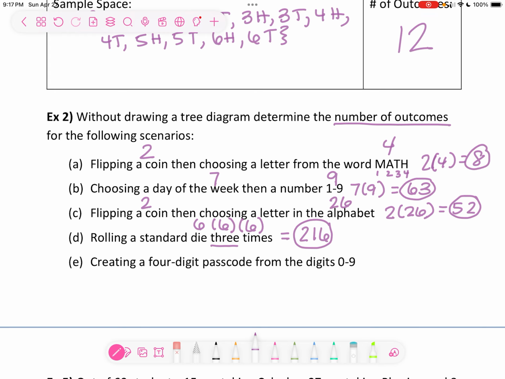So it's not 6 times 3, because you're rolling that die 3 times. It's 6 times another 6 times another 6. Everything you multiply has to be the outcomes for whatever the event is. In this case, it's rolling a die.